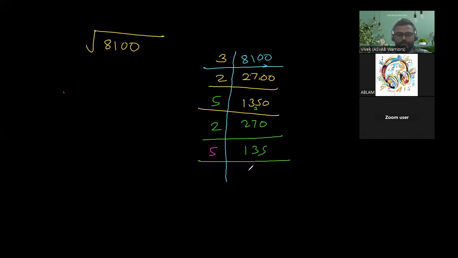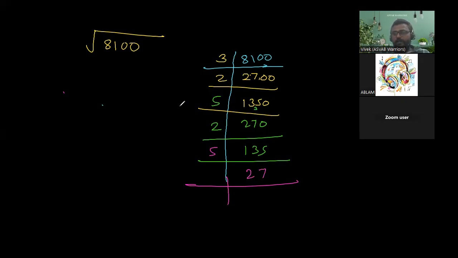So 5 is nothing but 2 and 7. Valeria, which prime number do you think you can divide this number with? 27. No, you cannot divide 27 with 2. You can divide it with 3.